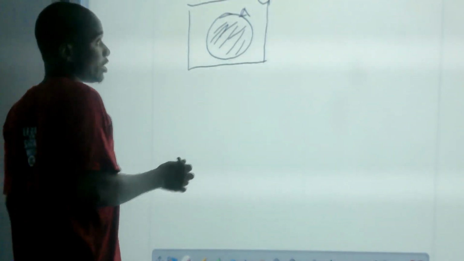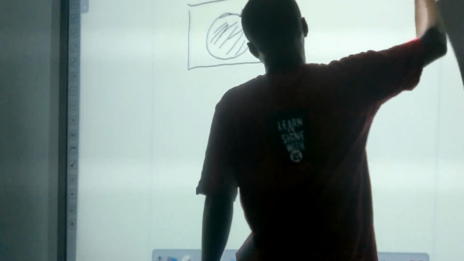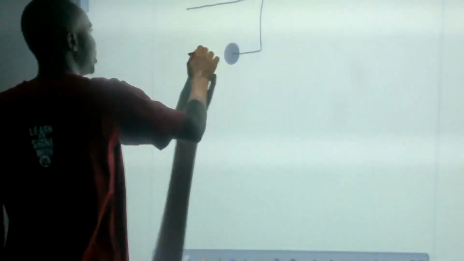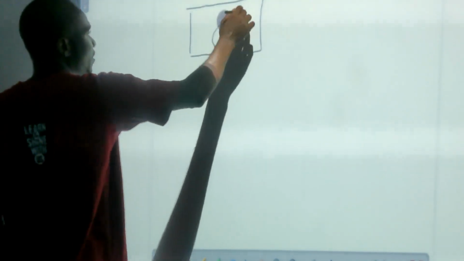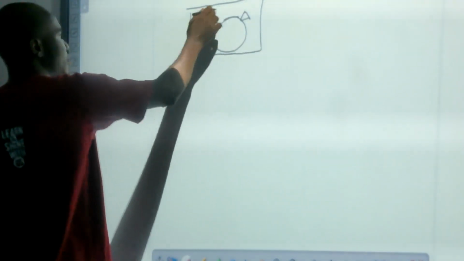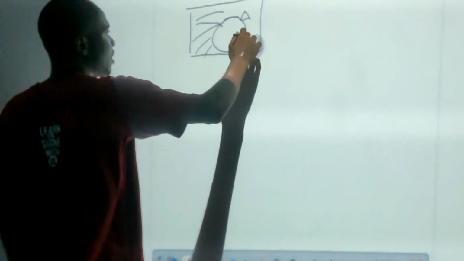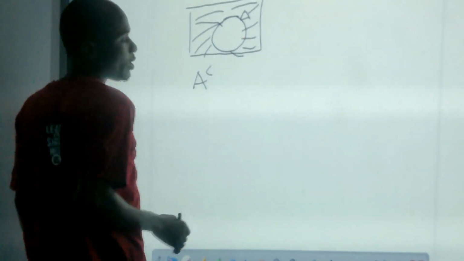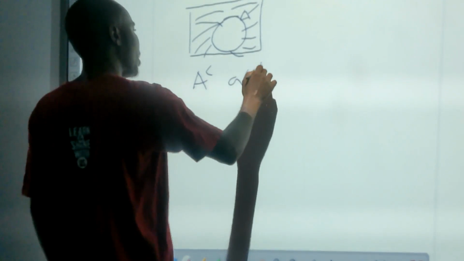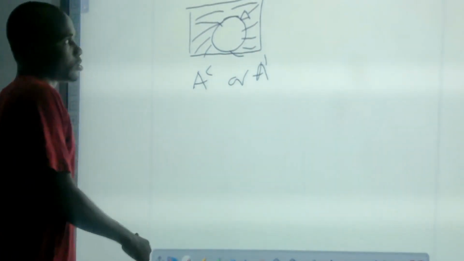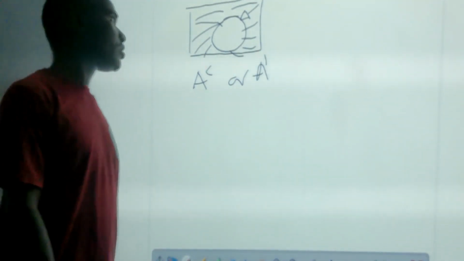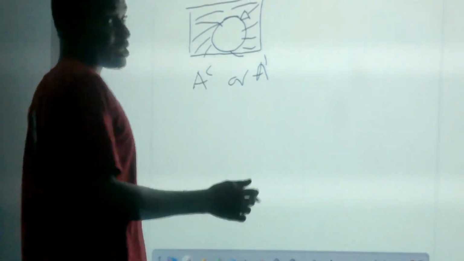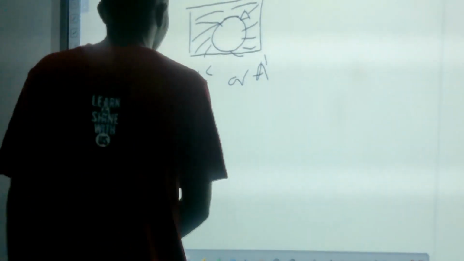I can erase this and redraw, and shade the complement of A. If you have A, you can see the shaded part here is A complement, or we can say A prime. That is the shaded portion. That is another way of defining it. And the cardinality of A is the number of elements in it.